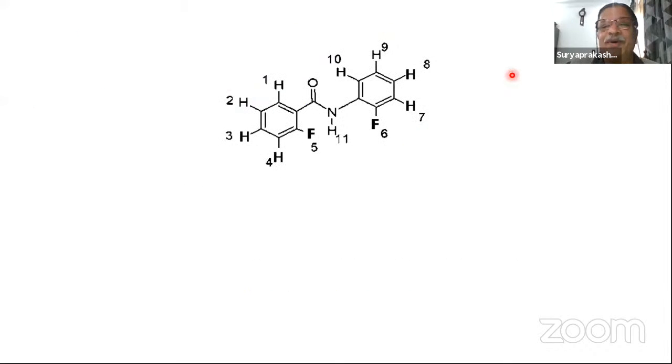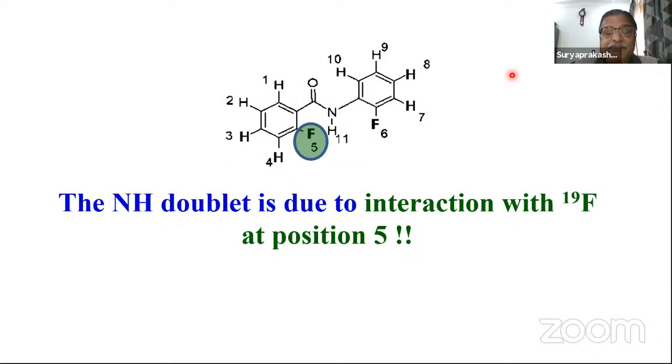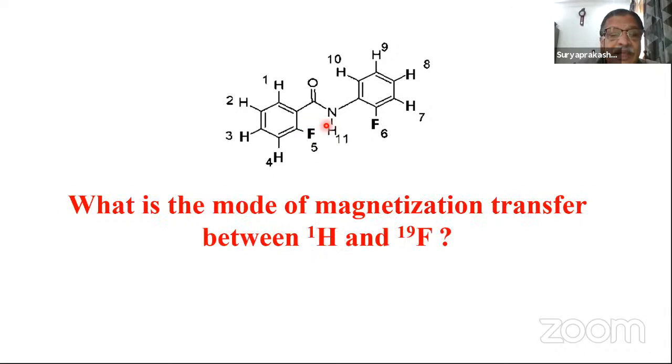Okay, so now this is not enough. If the NH peak is confirmed to be a doublet, why is it such a large coupling? Such a large coupling, when a 5-bond coupling is not possible, what is the mode of magnetization transfer? How can the magnetization between this fluorine and this proton get transferred?